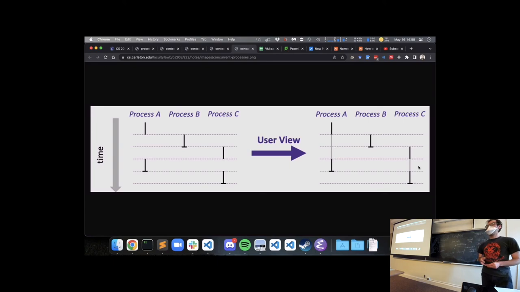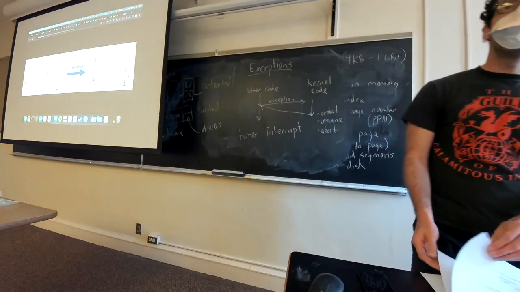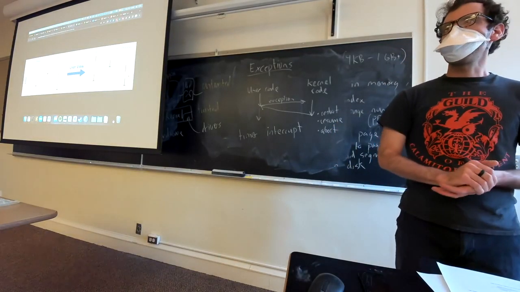And this model is fundamental to having computer systems that aren't just locked into doing exactly one thing at a time. What are your questions on this?